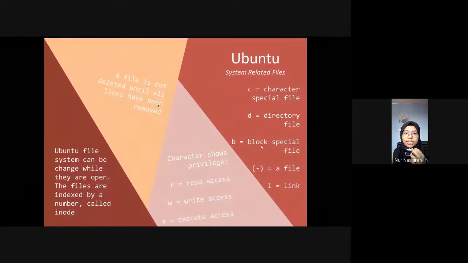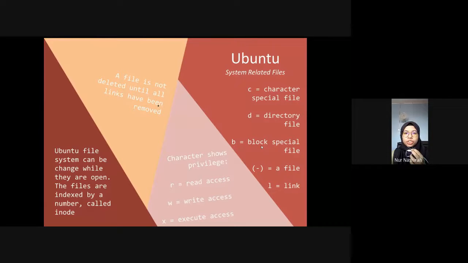Ubuntu system related files. For Ubuntu, system files can be changed while they are open. The files are indexed by a number, which is called an inode. When a file is deleted, the inode is unlinked from the file name. But if some other program is using the file, it still has a link open to the OS and will continue to be updated. A file is not really deleted until all links have been removed.